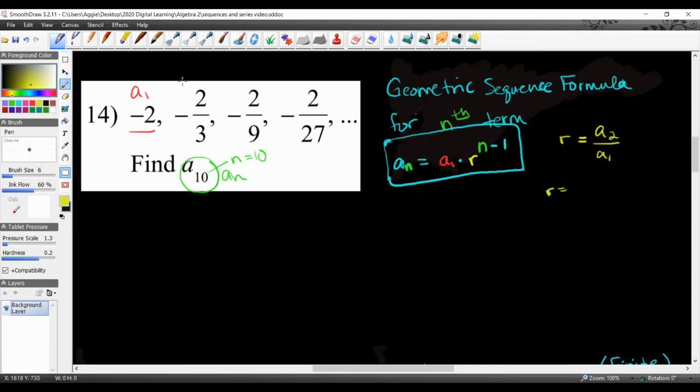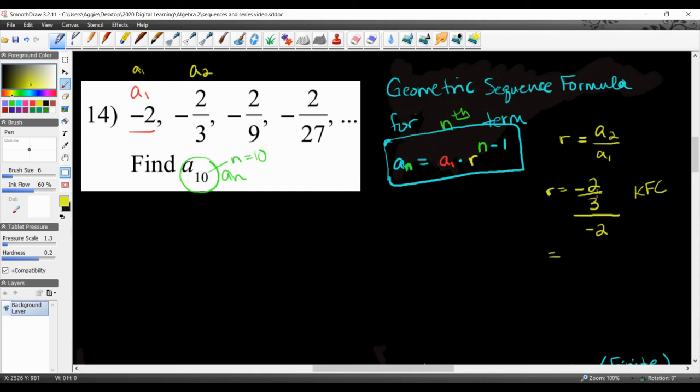So a sub 2 is going to be your second term, in this case negative 2 over 3. So negative 2 divided by 3, divided by, because you have to divide, our first term. So again, a sub 1 is -2. I would rather you not do decimals here because this one's actually not that bad. We do something called keep, flip, change. You guys know it as KFC.